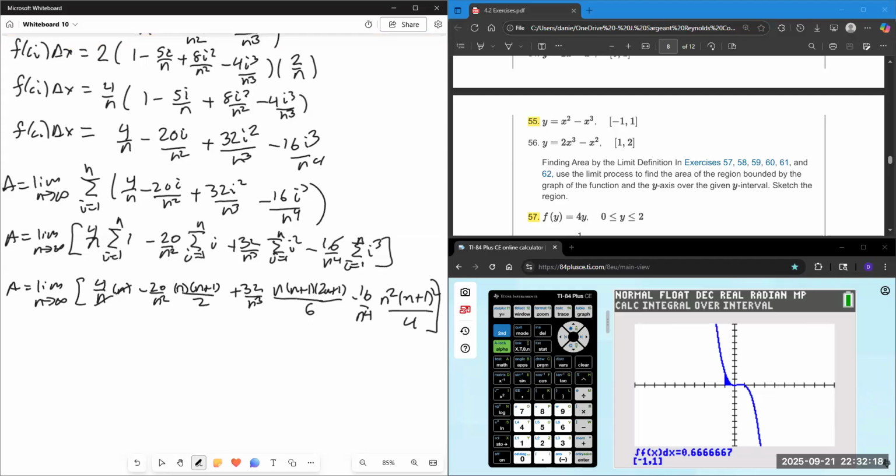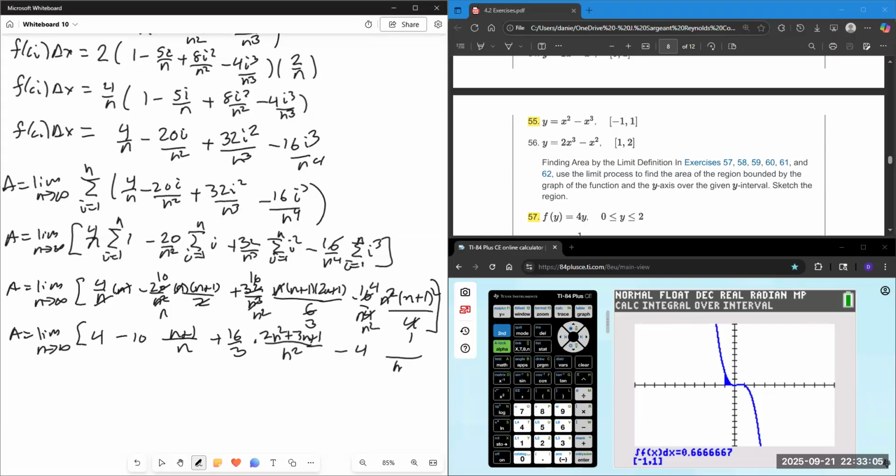N's cancel. And as n goes to infinity of 4, 2's cancel, n's cancel, minus 10 times n plus 1 over n, plus 16 thirds times 2n squared plus 3n plus 1, minus 4 times n squared plus 2n plus 1.